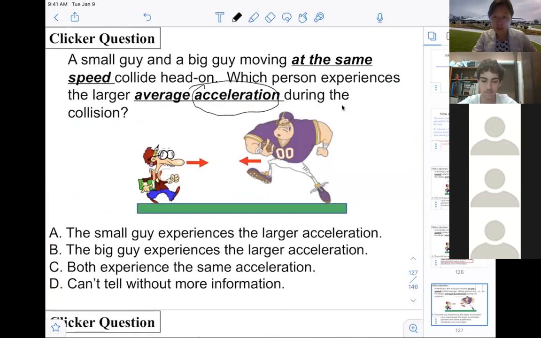Hey, Professor, can you re-explain the last one? Why did they have the exact same force? Why do they experience the same force?